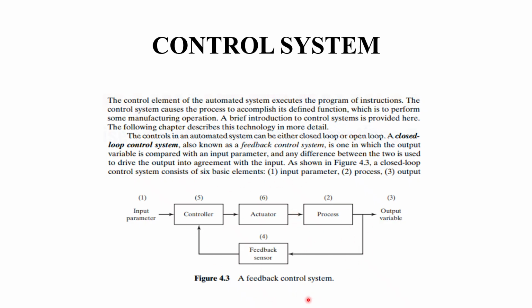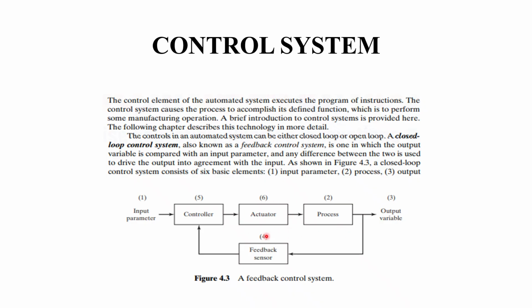A closed loop control system is nothing but you feed the input parameter and you get the output variable. The main thing is the process, and for the process you get a sensor value. The parameter you want to control is measured using a sensor, and that value is given to the controller. The controller compares the sensor output with the input parameter, and accordingly it sends the signal to the process via the actuator.